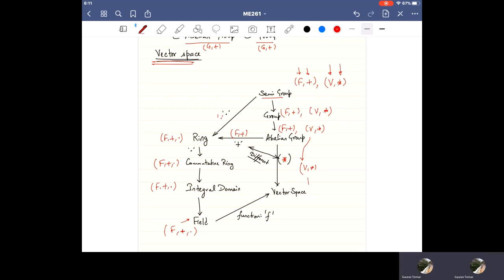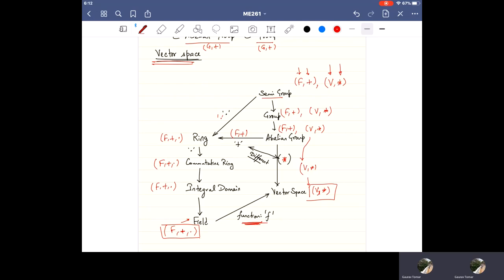Now here we have an abelian group V with respect to star. Let's say star is a special kind of binary operation. We can call it vector addition. That's how you can see it. All right, now we define a special function f which relates this algebraic structure with that algebraic structure. This special function f is required to relate the two.